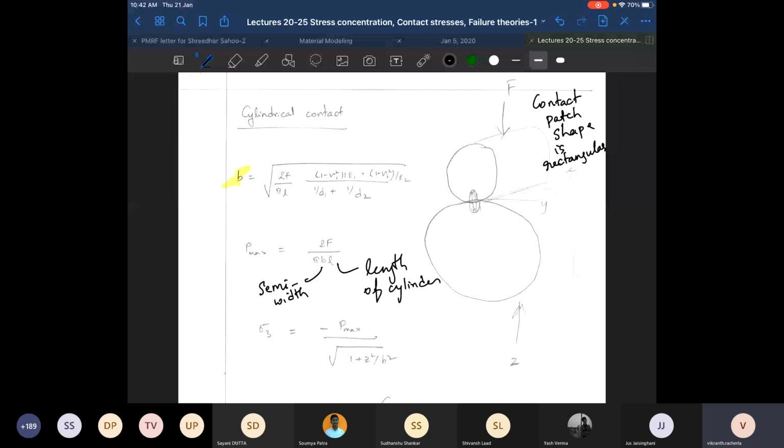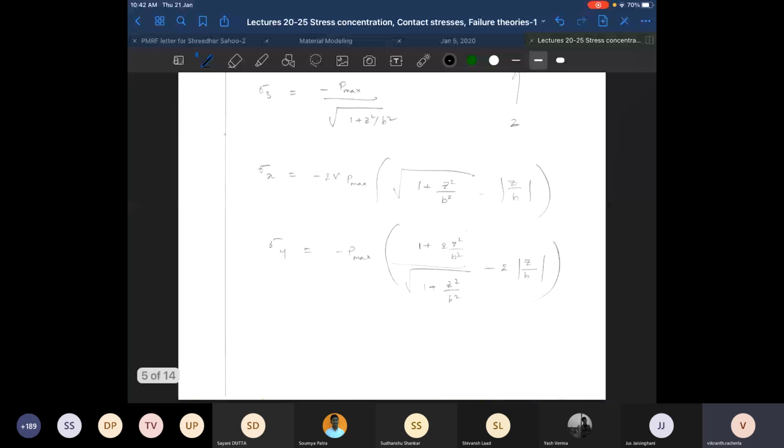So what is the nominal area? The nominal pressure is F divided by 2 into B into L, and the P max is 2F by pi BL, where B is given over here. I'll give you some problems on this later on so that you get a better feel for this.